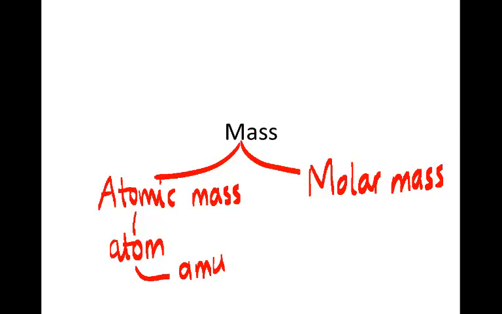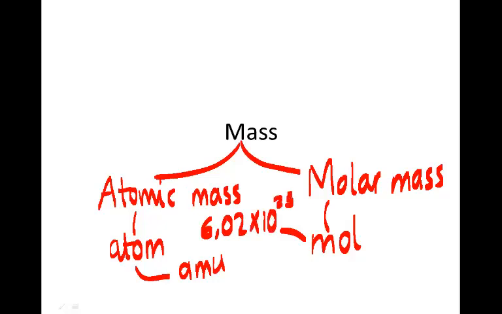That's why we need a unit of its own. Molar mass refers to the mass of a whole mole of, for example, atoms or molecules or whatever. A mole of atoms is 6,02 times 10 to the power 23 atoms. So that is many atoms. And so molar mass is a lot heavier than atomic mass. So it is measured in the larger unit, grams.